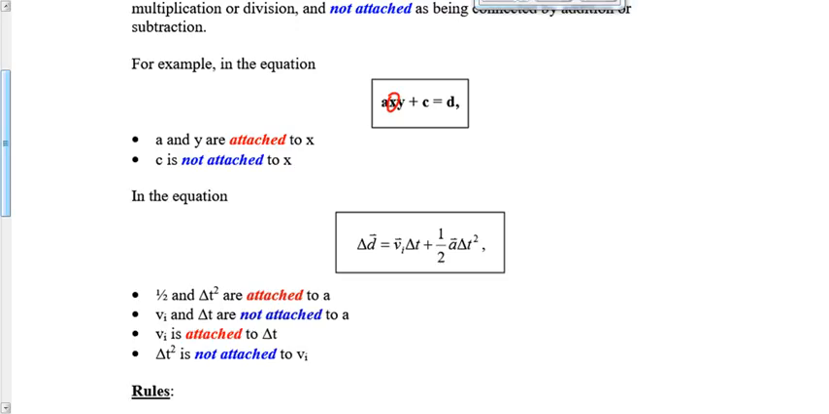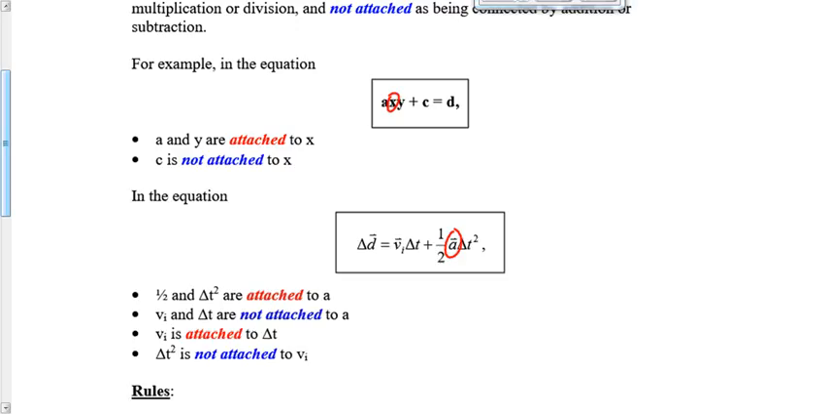Let's take a look at one quick example, not about how to rearrange it, but just talking about what's attached and what's not attached here. This is on the sheet that I gave to you as well. So D is equal to VIT plus 1/2 AT squared. We see that one a lot in physics 20. We will occasionally even see that in physics 30. We could solve for any variable here, but let's say we're solving for A here.